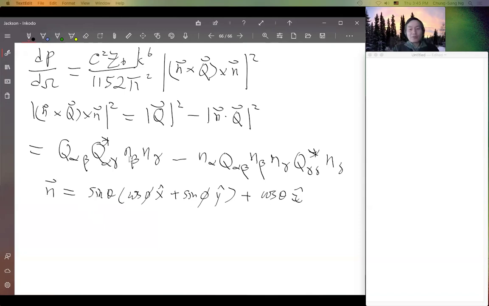Okay, so now you have this one. You can put all the components into here, all these terms, right? So all these are in index notation, basically saying that n sub 1 is sine theta cosine phi, n sub 2 is sine theta sine phi, n sub 3 is cosine theta. Okay, and you substitute into all these.